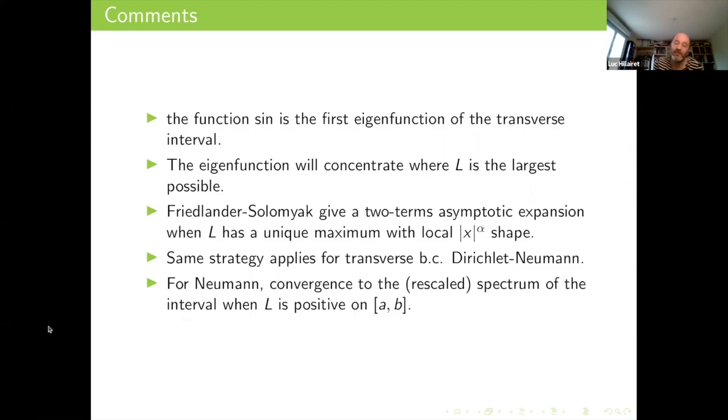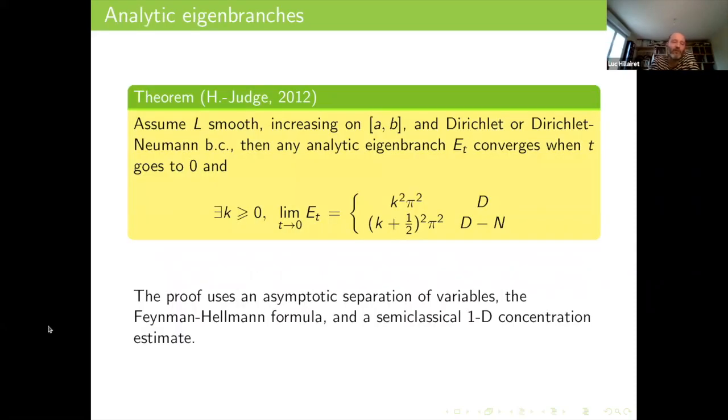So the same strategy applies for transverse Dirichlet-Neumann boundary condition. If you have full Neumann, it's simpler if L does not vanish at the sides, and I will see later a related question. So that's for the ordered eigenvalues. But what do we know about analytic eigenbranches?